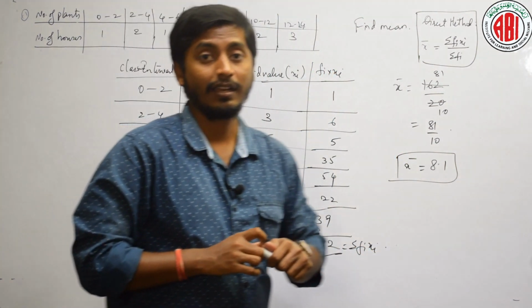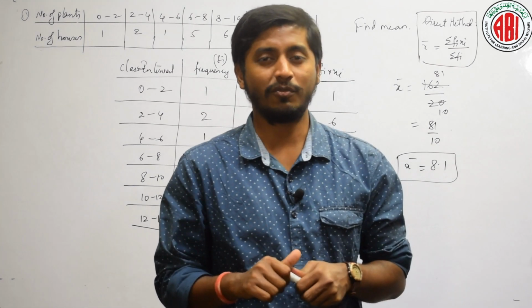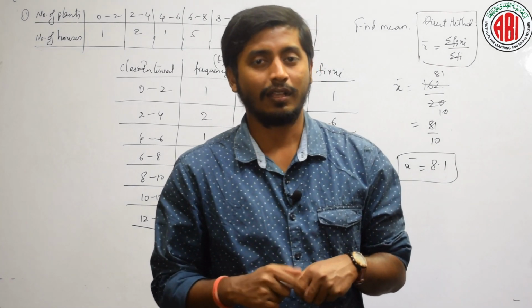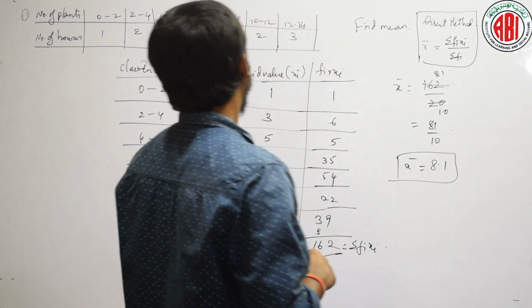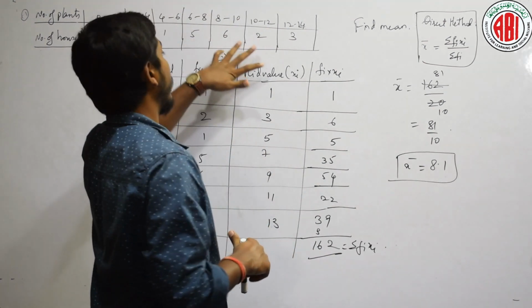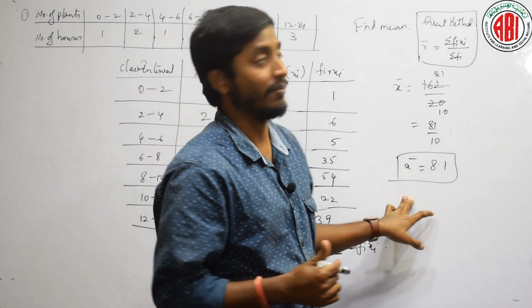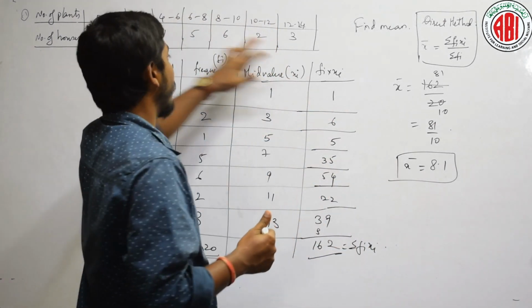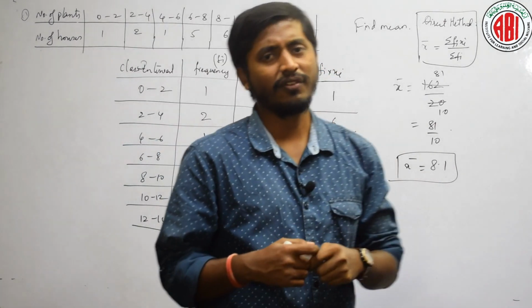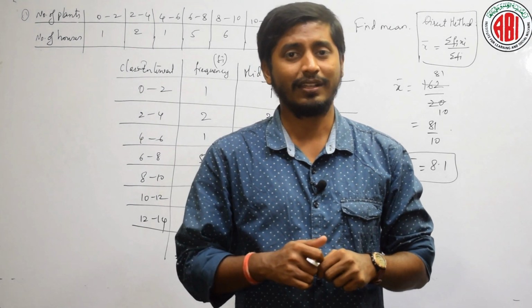Did you understand? Is it clear? Shall we move on to the next problem? In the next problem, they will give this kind of thing and they will give the mean also. We have to find the frequency of it. Either they will miss some number among this and we have to find it. Let us do it now.